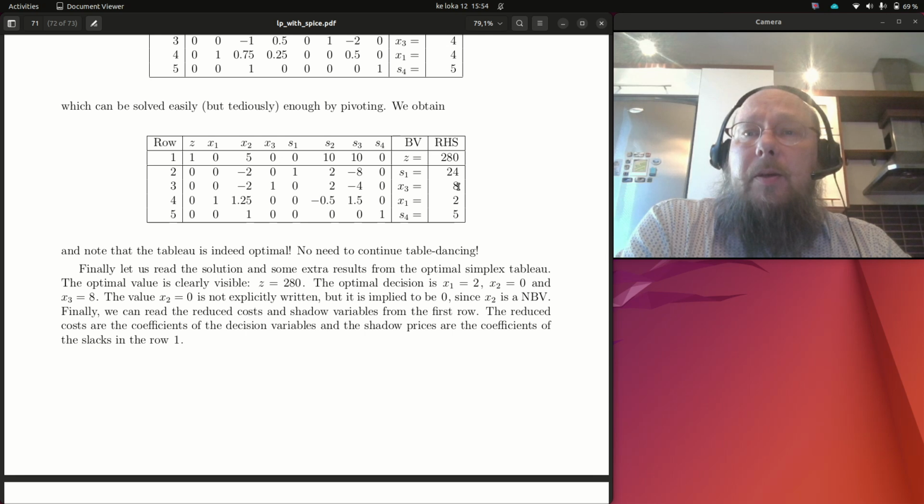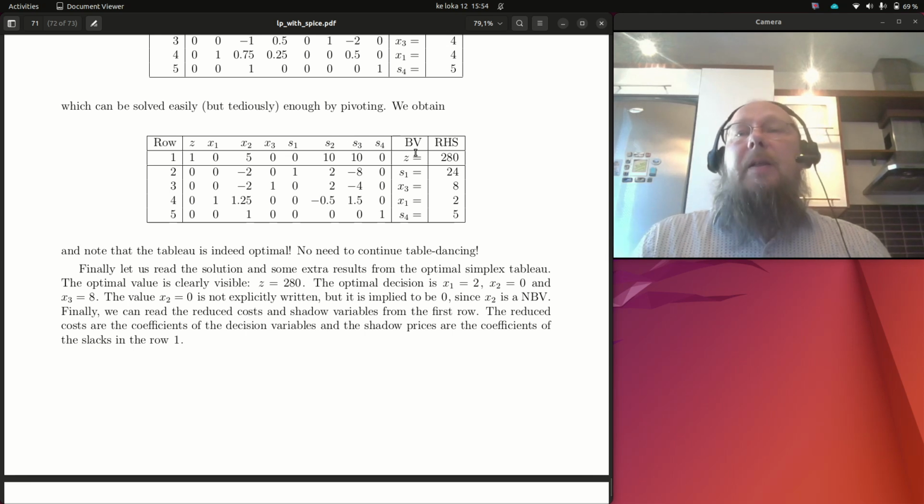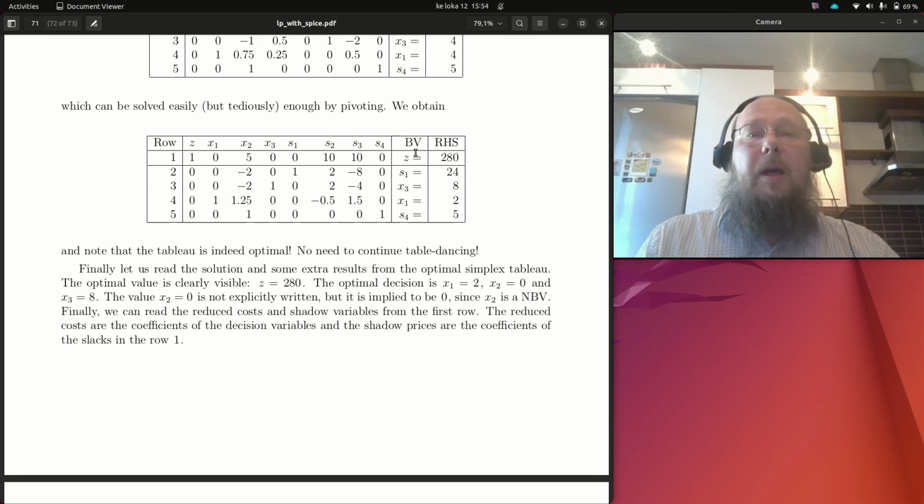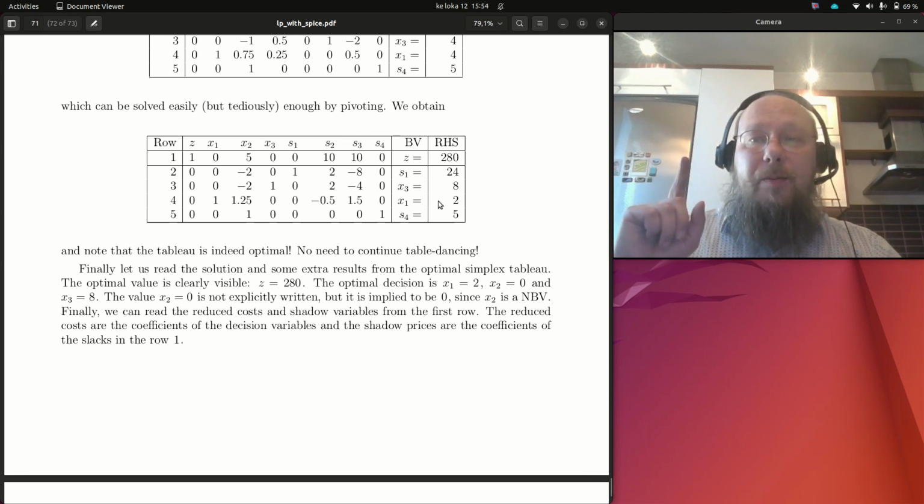What about the X2? Well, the X2 is not here, it's not BV, it's not a basic variable, meaning that it's a non-basic variable, meaning that it's 0. So I actually read that X1 is 2 here, X2 is 0 because it doesn't appear here, and X3, I read it here as 8. That's it. Okay, there is a bonus.